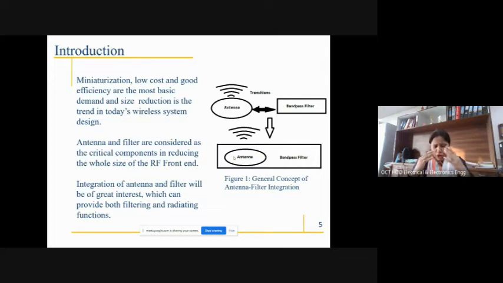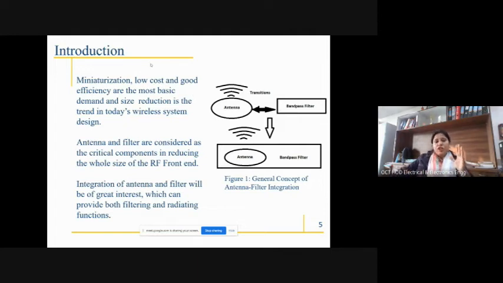Now the point arises, why integration of antenna and filter? Antenna and filter are considered critical components in reducing the whole size of the radio RF front end design. The RF front end is the part of the receiver side of a mobile, laptop, or any device. The first element is the antenna that receives signals, then the filter, then the low noise amplifier, mixers, and many other components, but antenna and filter are the critical components in reducing the whole size of the RF front end.